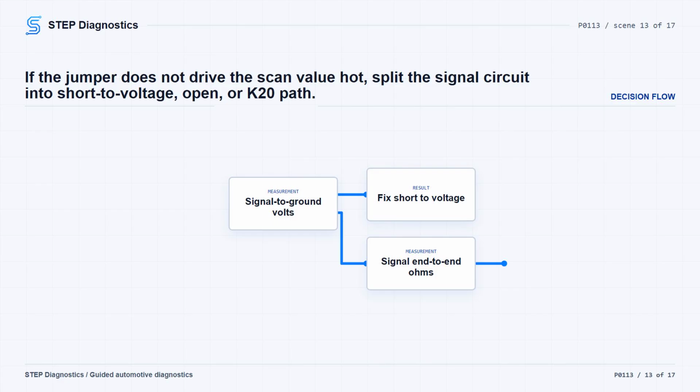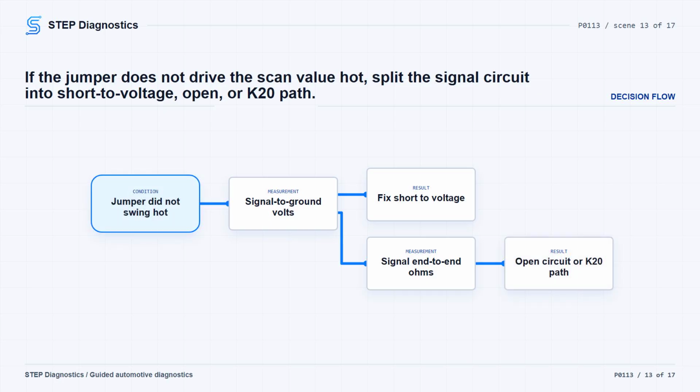If it is less than 1 volt, turn the vehicle off and test for less than 2 ohms end-to-end between signal circuit terminal 1 at the component harness and the other end of the circuit at the control module harness. If that resistance is 2 ohms or greater, repair the open or high resistance in the signal circuit. If it is less than 2 ohms, the diagnostic path points to the K20 engine control module.